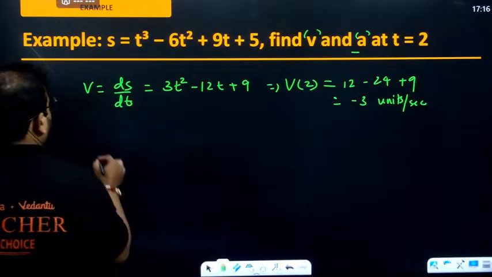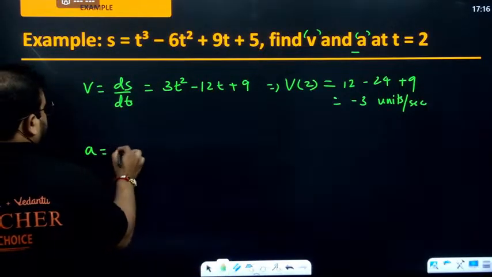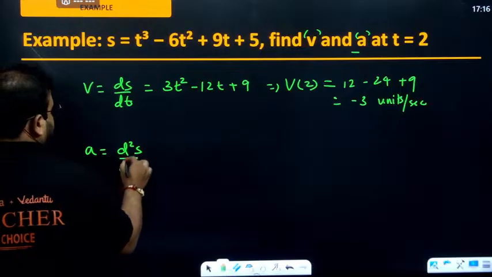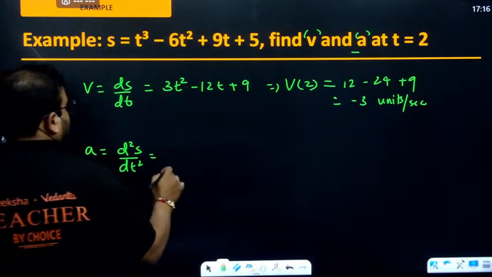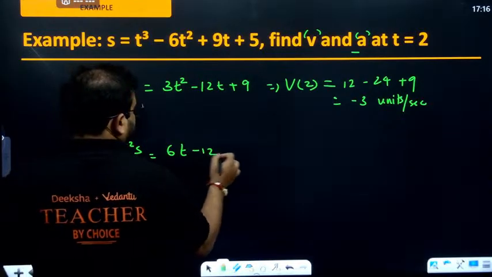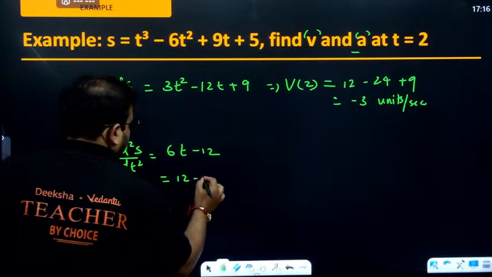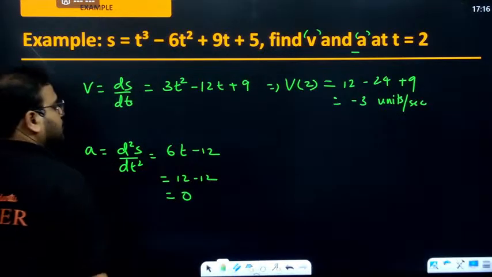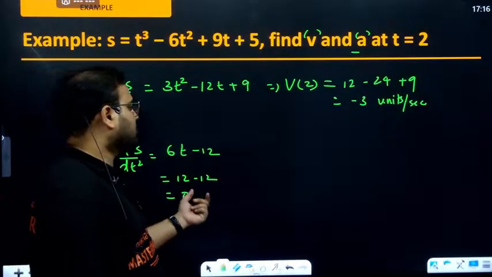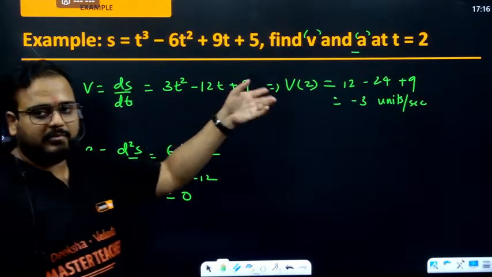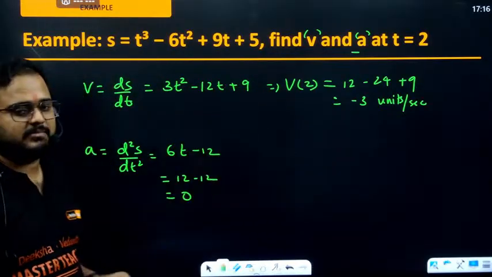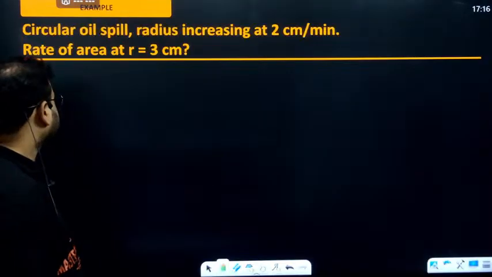Now, if you talk about acceleration, it will be what? d square s by dt square. Differentiate once again. So we'll have 6t minus 12. Put the value 2 over here. We get 12 minus 12. That's coming as 0. So acceleration is going to be 0. So at time 2 units or 2 seconds, my acceleration value is 0.